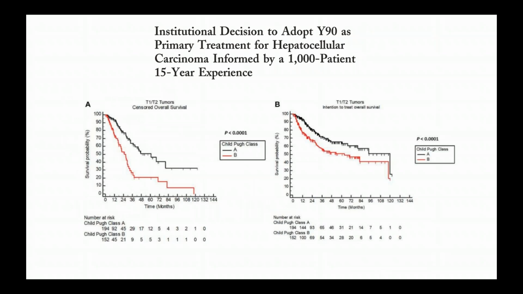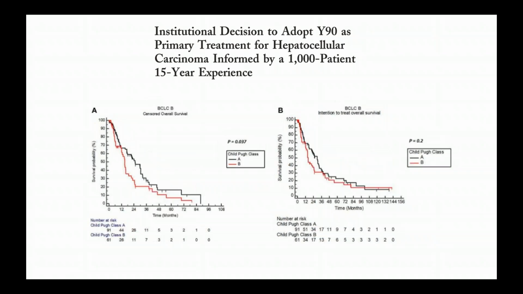This is just the survival curves, and you can look at T1, T2 tumors, so small tumors, Child-Pugh A, your median survival here, you're on the order of 4 to 5 years, which is what you can get with surgical resection. This is in BCLC-B.